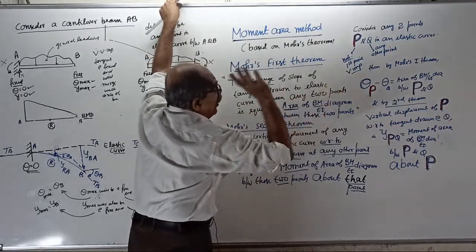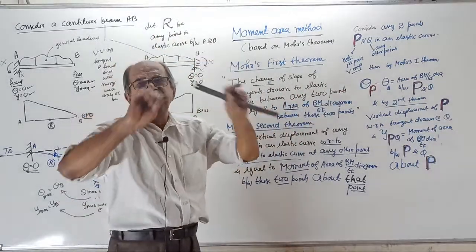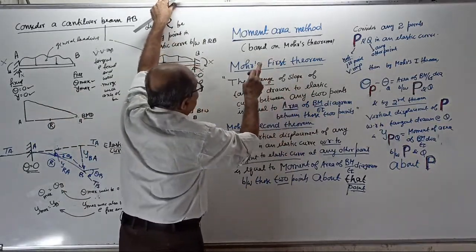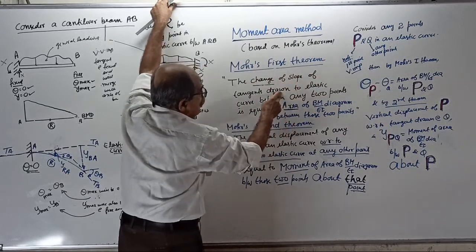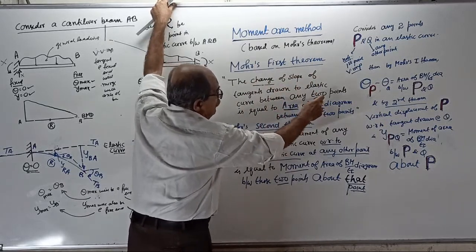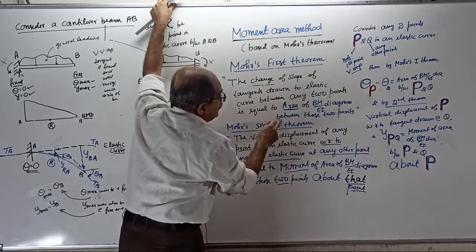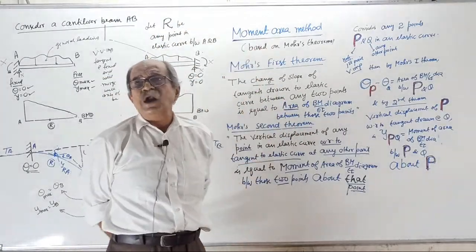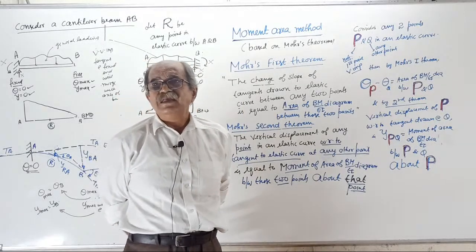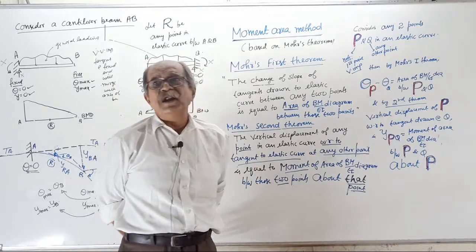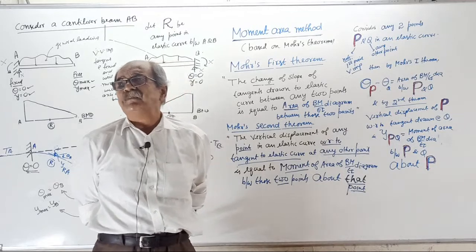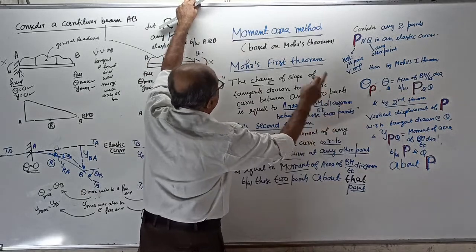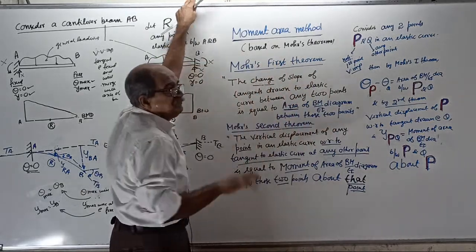between any 2 points of your choice is equal to the area, when you are connecting the slope, the area of the BM by EI diagram between those 2 points. If I want the change of slope from A to B, the area from A to B. If I want randomly P to Q, the area between P and Q. BM by EI diagram between those 2 points is Moore's first theorem.